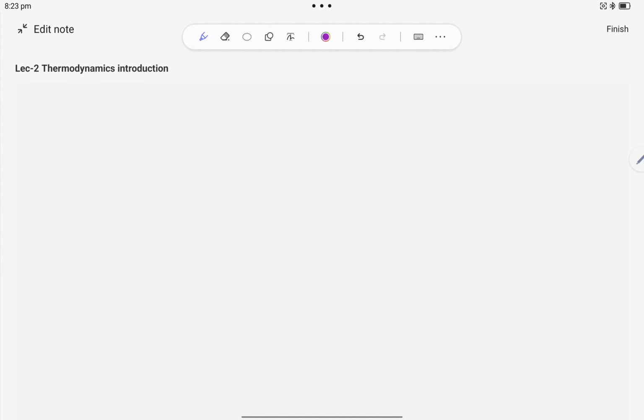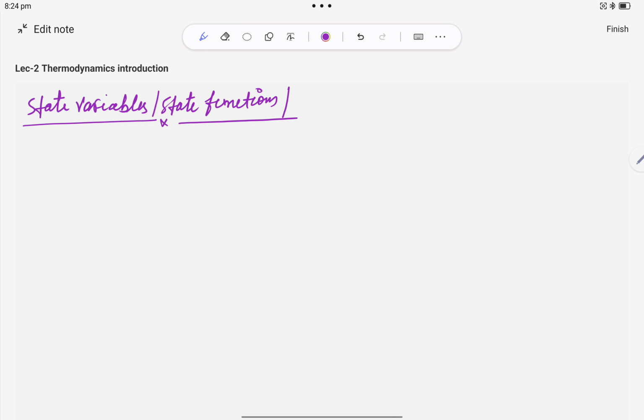So here, till the last lecture, we finished with extensive and intensive property. After that, we are going to discuss state variables, or you can say state functions, or state parameter.